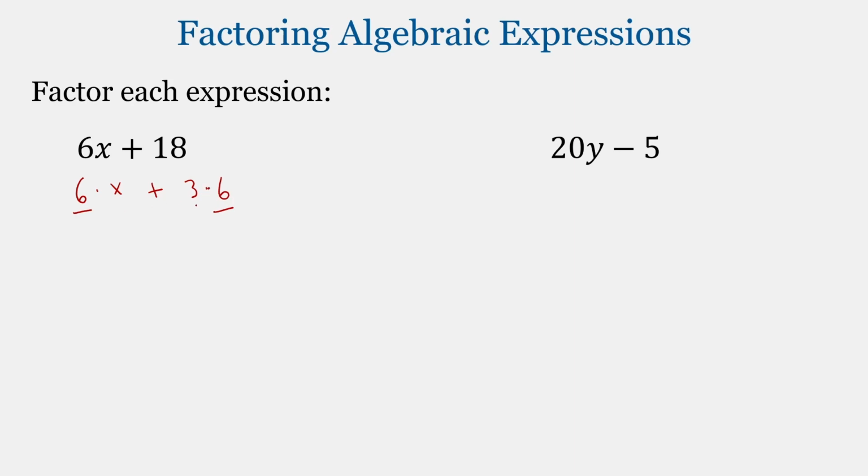Again, 6 is a common factor. It's the only factor in this case that's common. So we'll factor out the 6, leaving us with x plus 3. When I factor algebraic expressions, I always check my answer using the distributive property. So I distribute that 6 to both terms within the parentheses. That's going to leave us with 6x plus 18, which is what we started with.